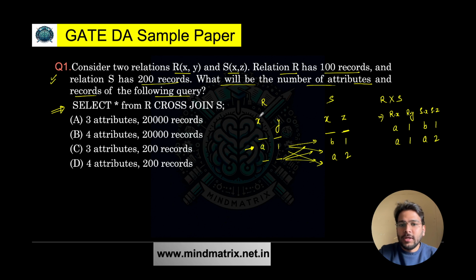And if you see here, you have a common attribute, but we are not performing natural join here. It is a cross join, so it will be considered as different attributes, one for R and one for S.